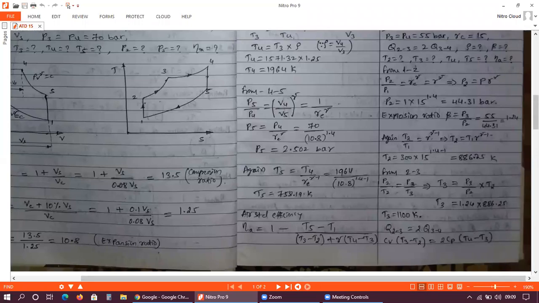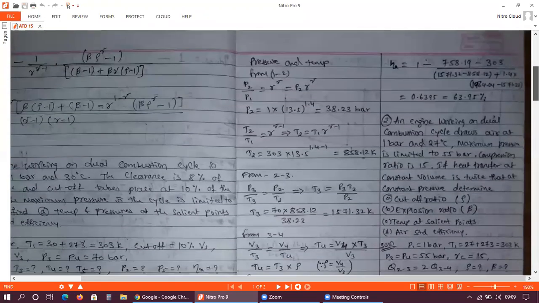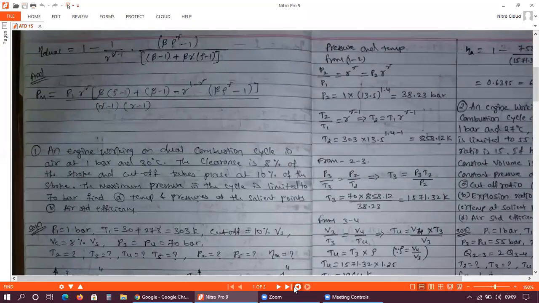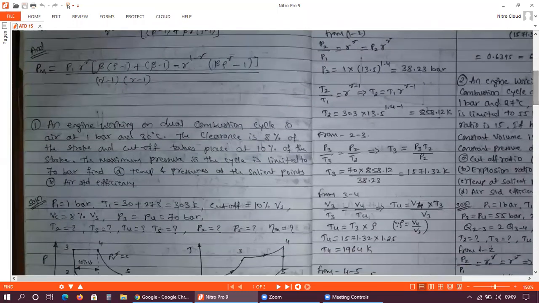Okay, now we'll move to the next part, that is pressure and temperature. Now we'll calculate all the pressures and temperatures with respect to the PV and TS diagrams. As you can see here, for the process 1 to 2 on the PV diagram, P2 by P1 is equal to r raised to gamma. Here P2 is the only thing which is to be calculated. So P2 is equal to 1 into 13.5 raised to 1.4. So P2 will be 38.23 bar.